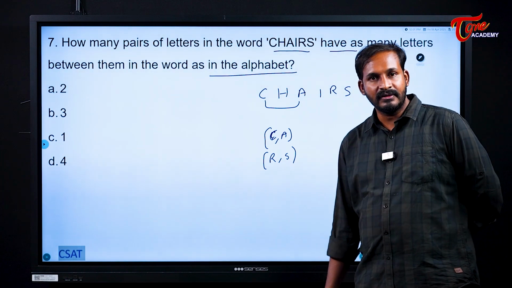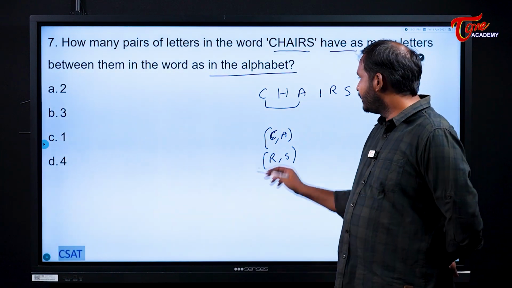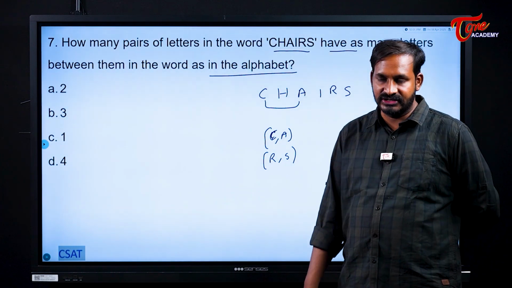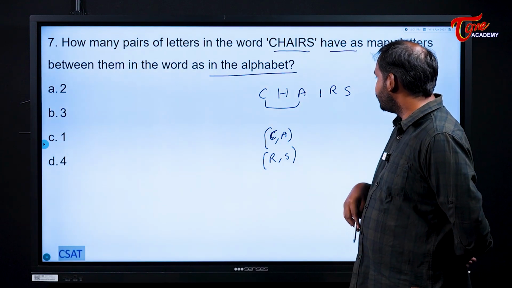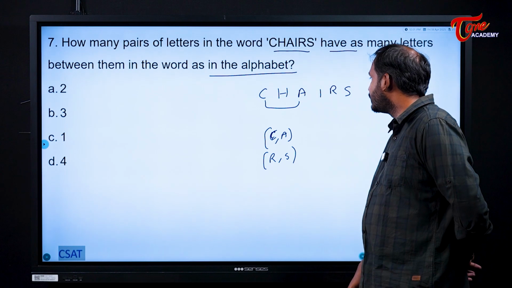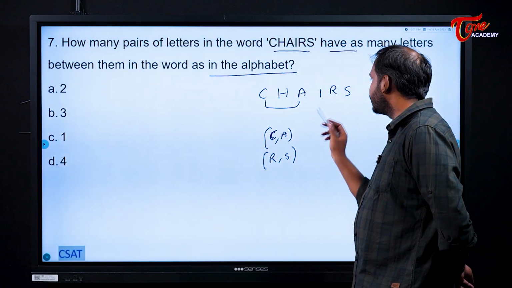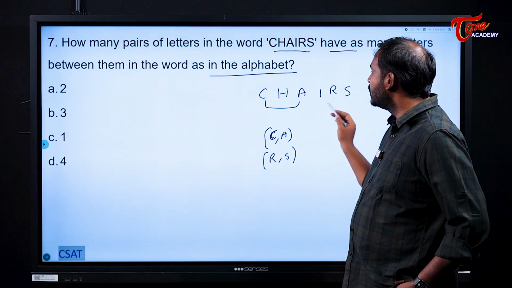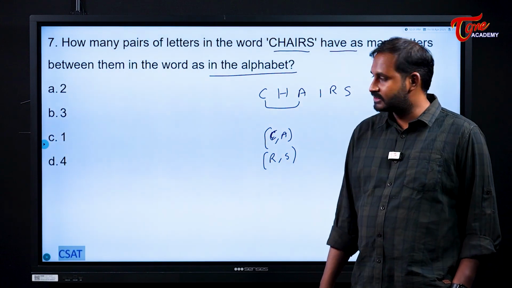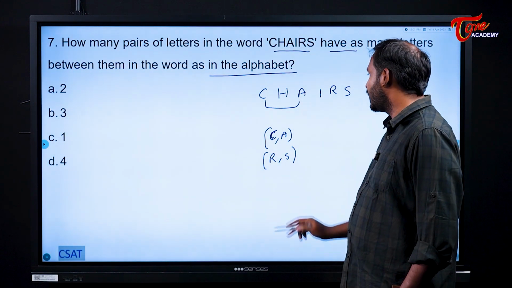Next, H and I. There will be no letter, but I have one letter. So there is no choice for me here. Are there any other choices for me? R, S. Between R and C, no choice. Like this. So how many pairs are there? Only two pairs are there for me in this case. One is C and A and the other one is R and S.